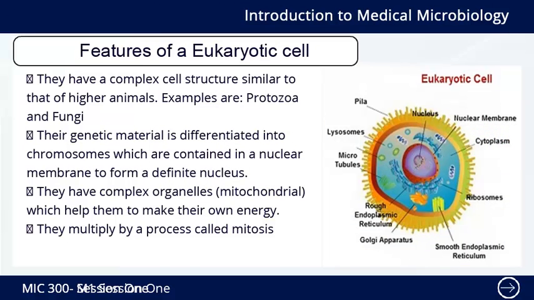Features of a eukaryotic cell. They have a complex cell structure similar to that of higher animals. Examples are protozoa and fungi. Their genetic material is differentiated into chromosomes, which are contained in a nuclear membrane to form a definite nucleus. They have complex organelles like mitochondria, which help them to make their own energy. They multiply by a process called mitosis.